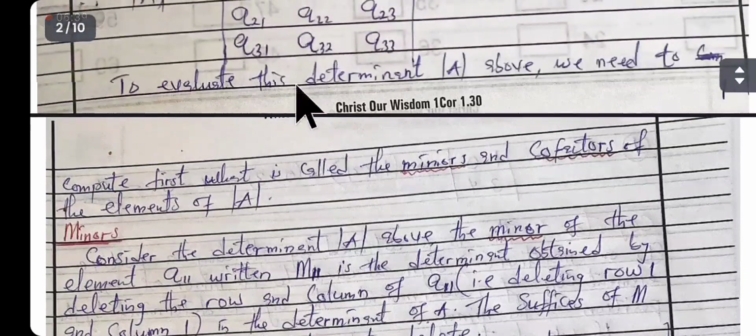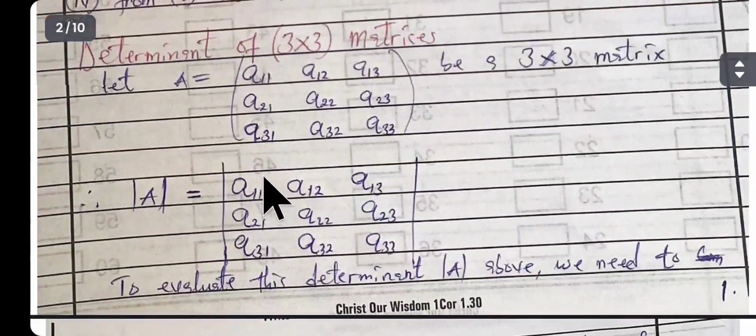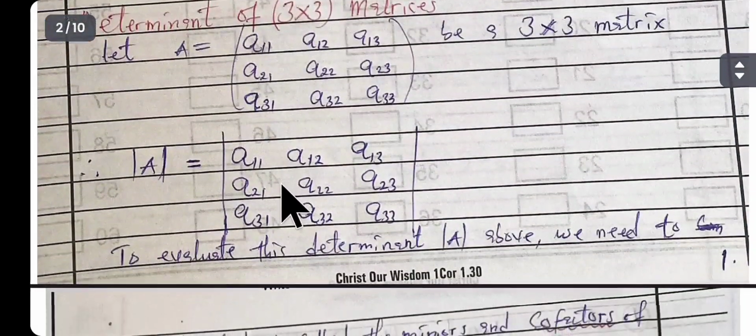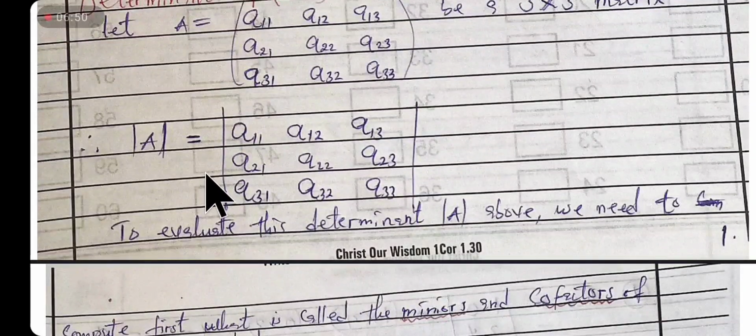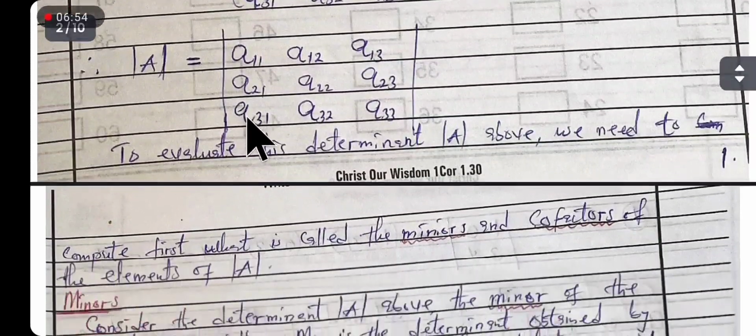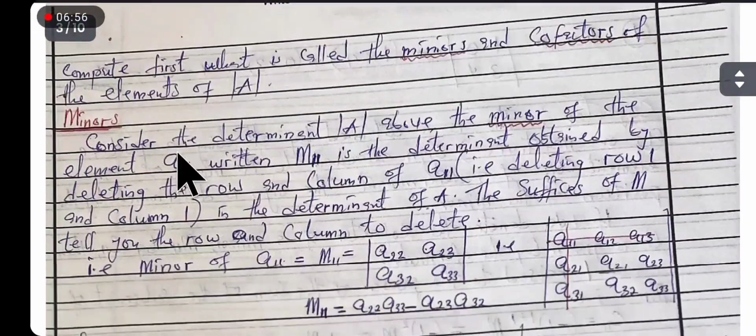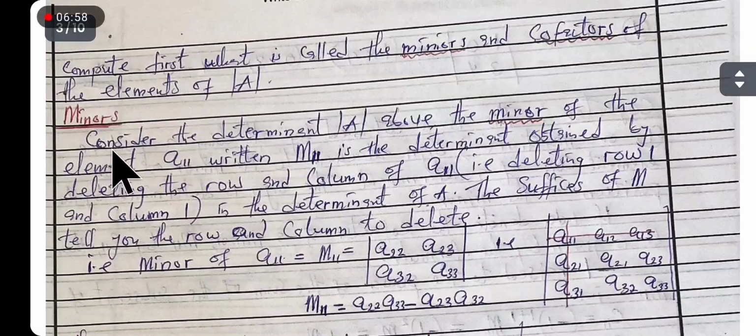Now, for you to be able to solve a 3 by 3 matrix, you should know what we call the minor and cofactor of an element of a determinant. That will help you to solve any kind of determinant of 3 by 3. Now, look at it. What is a minor? Let's go.